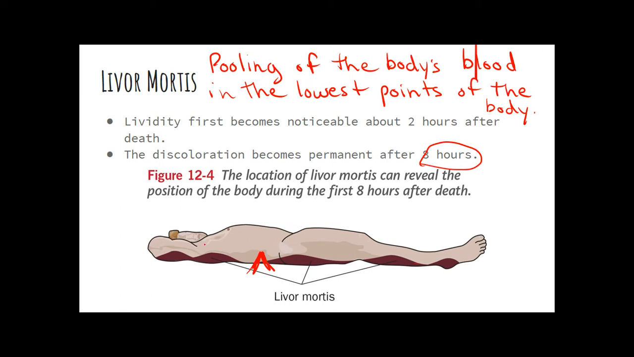If there was massive blood loss, then there would be less of this pooling because there'd be less blood that was able to settle there. It's a bluish purple, a very dark coloring. It looks kind of like bruising.